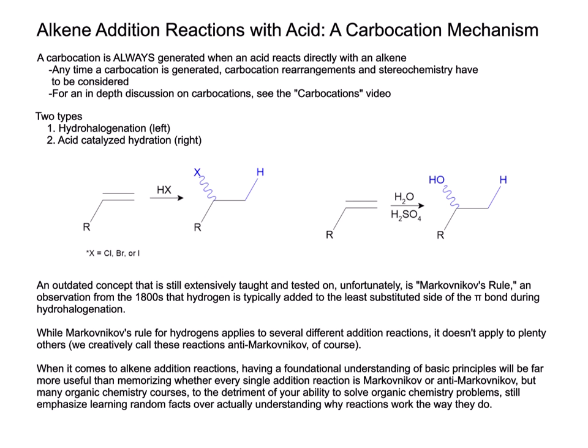Now, I'm about to go on a little bit of a tangent here. There's this outdated concept that is still extensively taught and tested on, unfortunately, and it's called Markovnikov's rule. It's based on an observation from the 1800s that hydrogen is typically added to the least substituted side of the pi bond during hydrohalogenation, and you can see that in that left image. While Markovnikov's rule for hydrogens applies to several different addition reactions, it doesn't apply to plenty others. And of course, we creatively call these anti-Markovnikov.